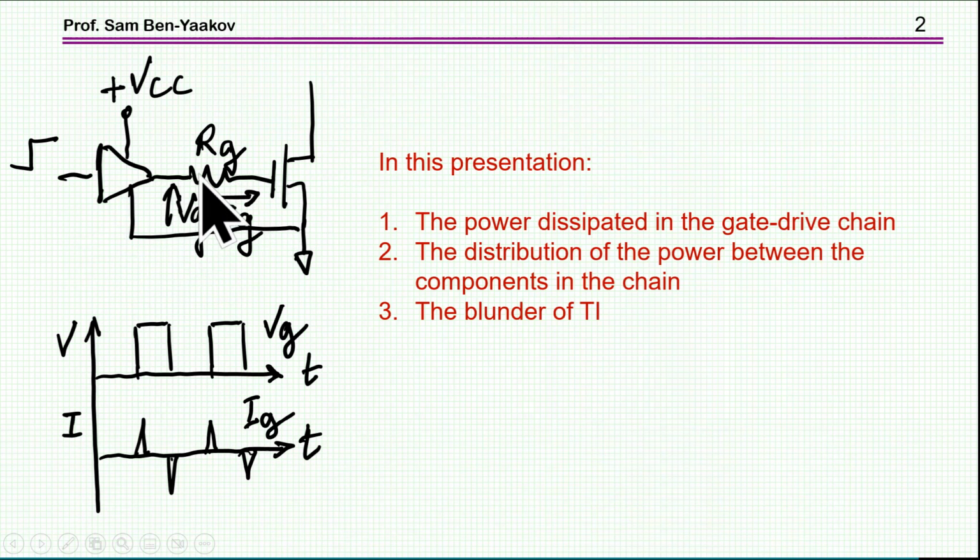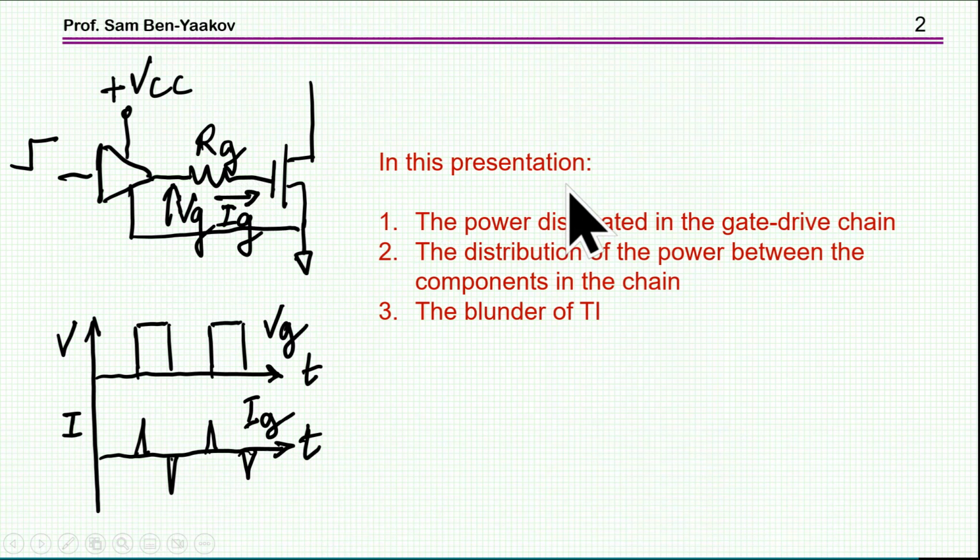There is a resistor in between to limit the current, and when we have the pulses at the output of the driver going up at a leading edge, we have a current charging the capacitance of the gate, and then at the trailing edge we have again a current in the opposite direction, which is discharging the gate.